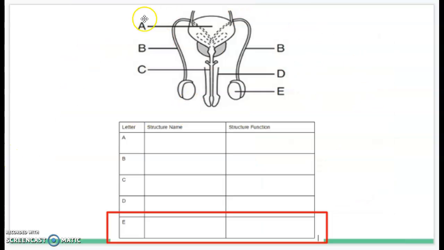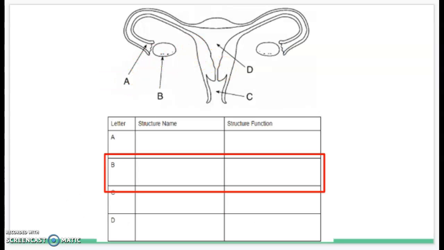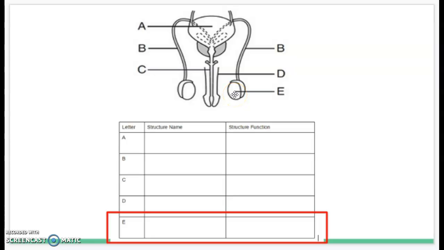This is the male reproductive system, and today we're going to focus on E. E are the testes or testicles, and that is where the sperm is produced in males, and also where the male hormone testosterone is produced. So in both B and E, that's where meiosis occurs in females and males, because that's where the gametes or sex cells are produced.